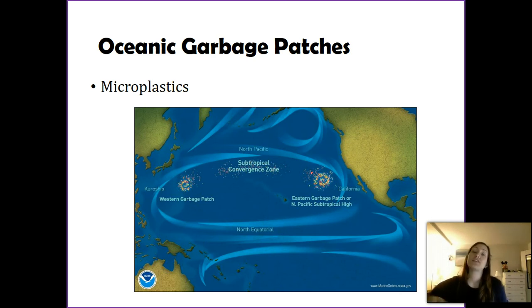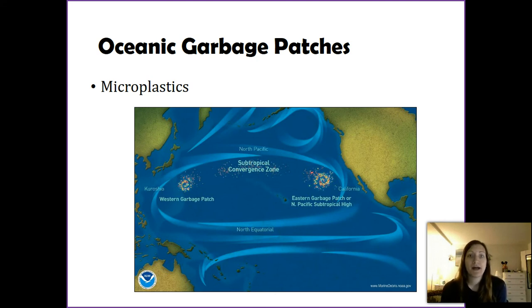Now, these aren't big plastics. These are microplastics. Micro meaning really, really small, like a microscope. You could take a boat and go through this zone and maybe not even realize that you're in a garbage patch. But if you were to take a clear glass and dump it into the water and look at it, you would see all these microplastics. These microplastics are about the size of those little microbeads that used to be in face wash and lotions.